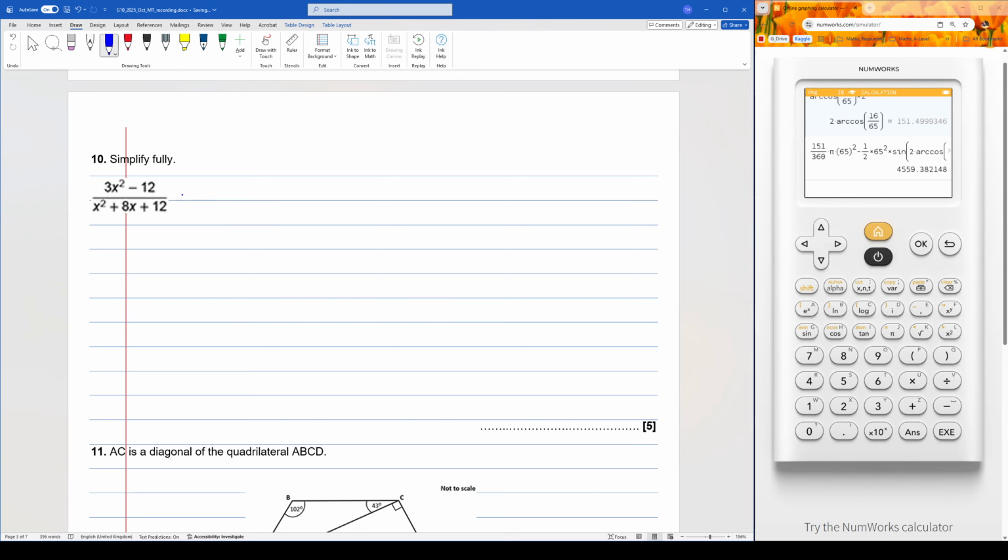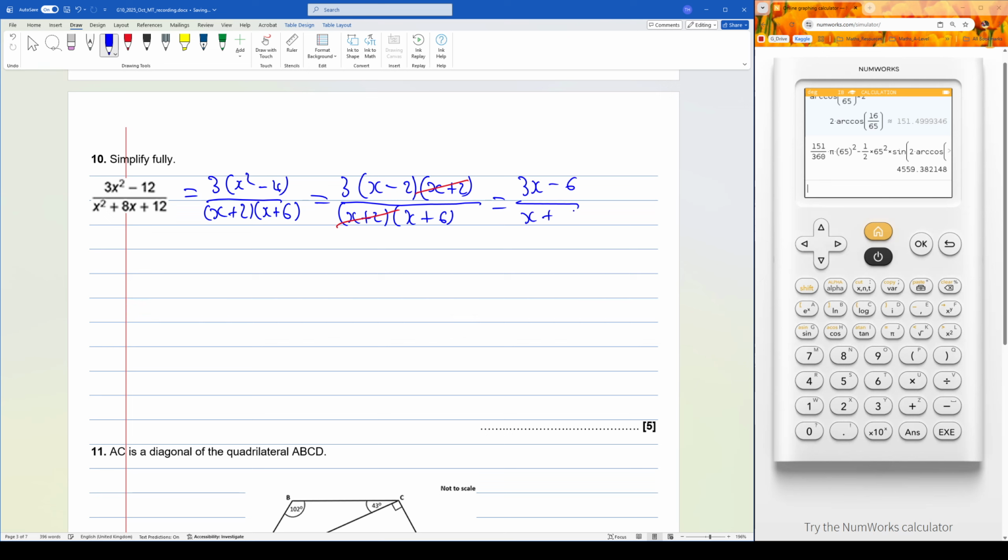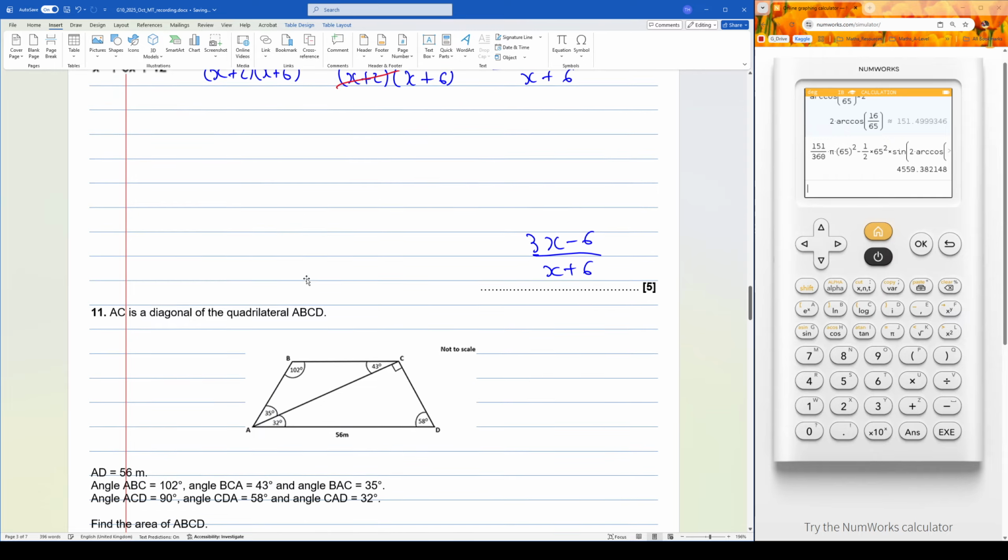Right, simplify fully. I thought this one was easier if I first factorize the 3 out of the top. It's an unnecessary step. You do not need to do that. But it was easier for me to spot the inside bit. X plus 2, x plus 6. Therefore, this and this will cancel out. And I get left with 3x minus 6 over x add 6. Okay.